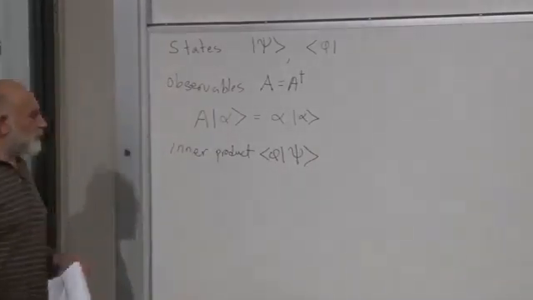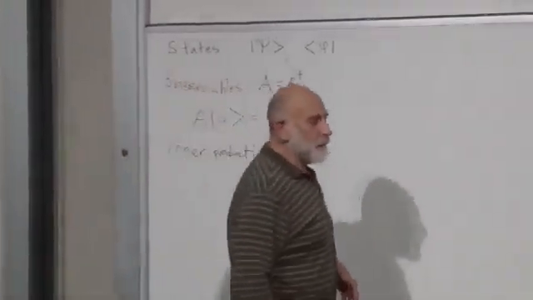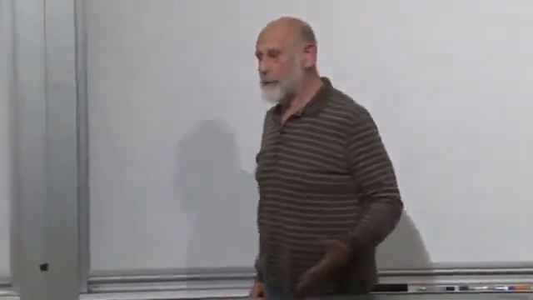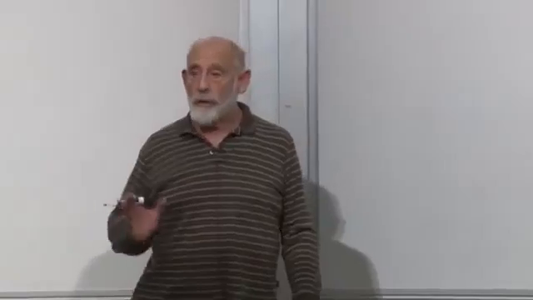and it's a number. It's a number for every pair of vectors. It represents a kind of product of the two vectors. It's similar in its mathematical structure to the dot product between two vectors in ordinary space, but it's a more abstract object. It's the inner product between two vectors, and it plays an important role in the logic of quantum mechanics.